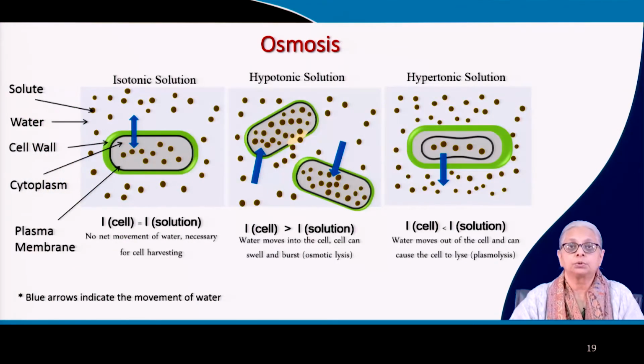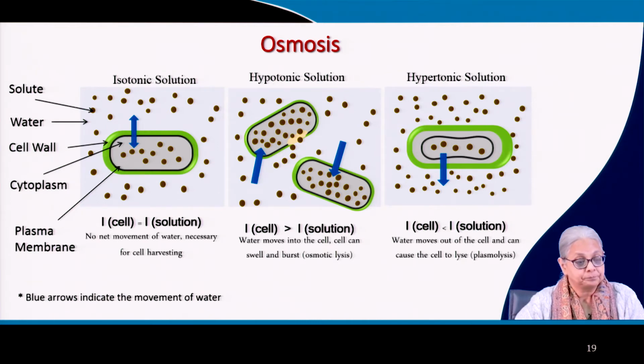We then come to the next process, which is again a passive process. No energy is utilized by the cell, and it's called osmosis. Now you're all familiar with osmosis. You've learned it way back in your high school, and it is of enormous importance in determining especially the transport of water in and out of the cell.